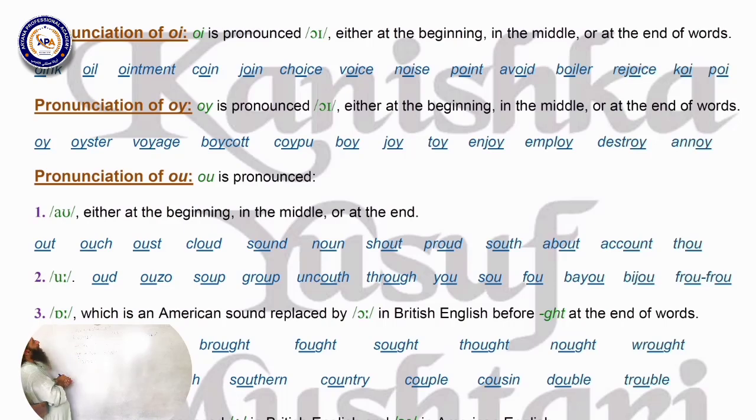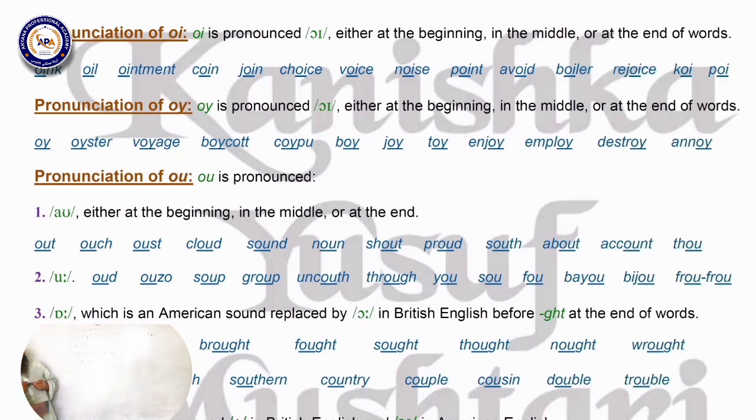And similarly, OI. At the beginning, like oi, oyster; in the middle, like voyage, boycott, koiku; and boy, joy, toy, enjoy, employ, destroy, and annoy at the end. So mostly people say, for example, boycott. It is boycott, not boycott. Or they say, for example, enjoy, imply, destroy, annoy. No, it is enjoy, employ, destroy, and annoy.